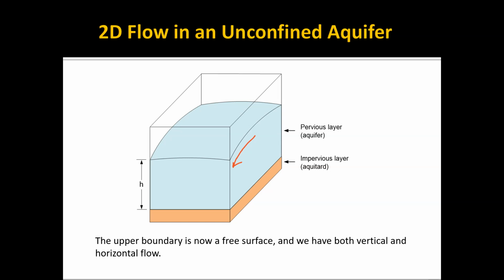Now it's primarily horizontal, and we're going to assume that it's horizontal, but we have to do things a little bit differently now. Also, again, with a confined aquifer, the saturated thickness was constant. Now it varies. Furthermore, the saturated thickness is a function of the head h, which is what we're solving for. So it becomes kind of a nonlinear problem that we need to solve.